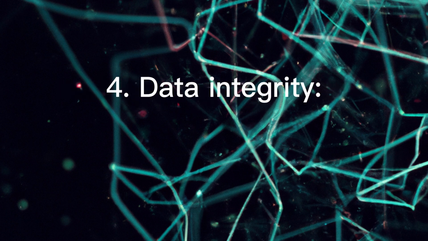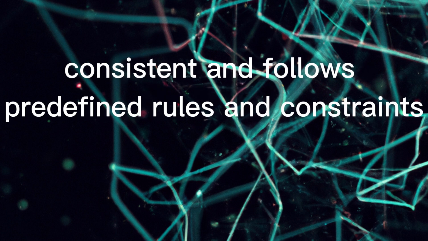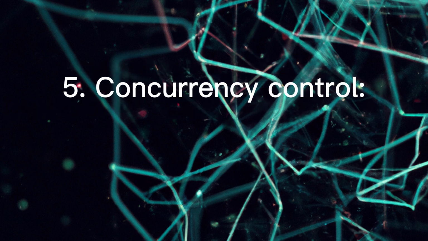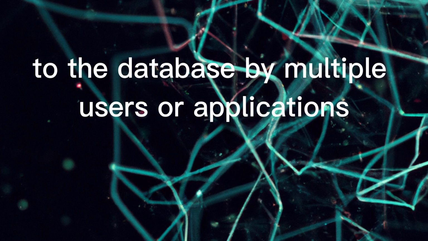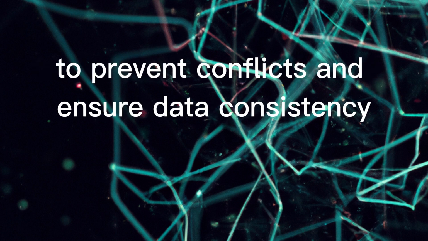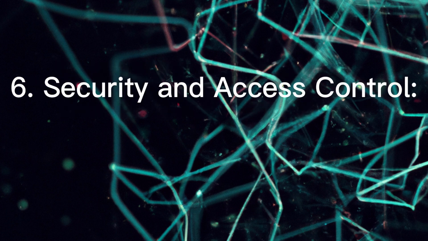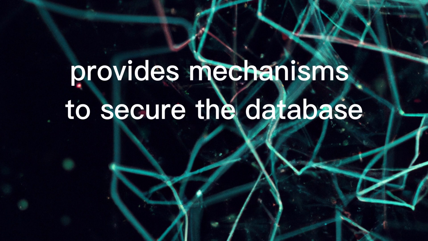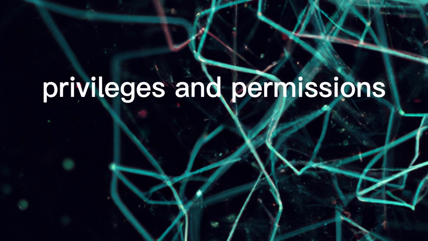4. Data Integrity, ensures that the data stored in the database is accurate, consistent, and follows predefined rules and constraints. 5. Concurrency Control, manages concurrent access to the database by multiple users or applications to prevent conflicts and ensure data consistency. 6. Security and Access Control, provides mechanisms to secure the database and control access to data based on user roles, privileges, and permissions.